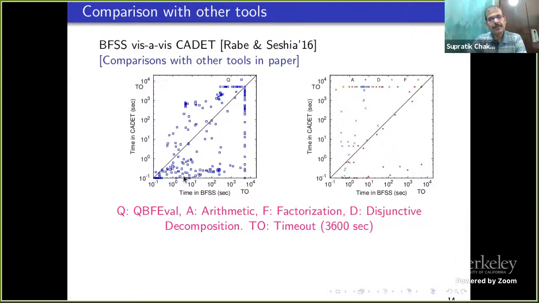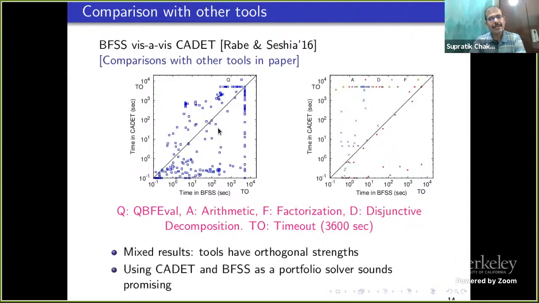And what we find is that these two approaches are kind of complementary to each other. None subsumes the other. And so perhaps it's best to put them in a portfolio solver because places where KDIT doesn't work well, BFSS with this counterexample guided repair works well, and vice versa. And so with that, I'd like to end because I've already run out of time, and I'll be happy to take questions.